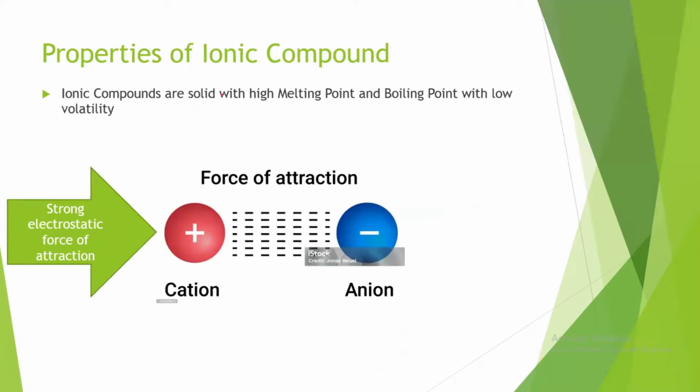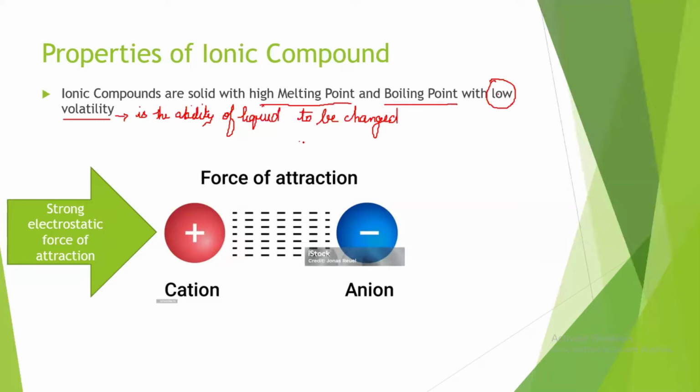Now we are going to discuss the properties of ionic compounds. The major factor is that they have a high melting point and high boiling point, with low volatility, because they have a high melting point and boiling point, and that is why they have low volatility. What do you mean by volatility? Volatility is the ability of a liquid to be changed into a gaseous state.